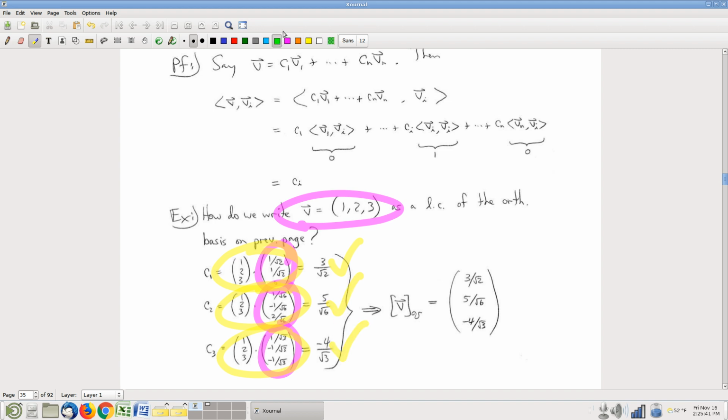So therefore, we can conclude the coordinates from direct calculations of the projections. Handy. Everybody on board?